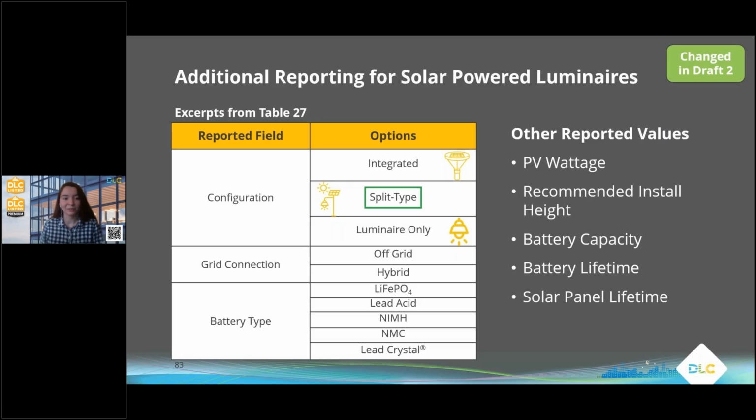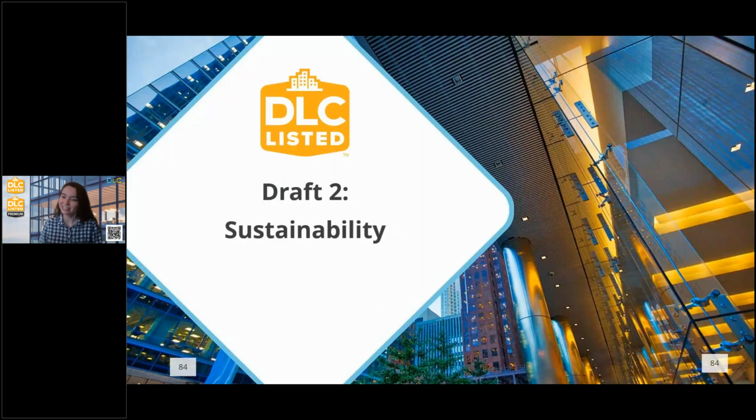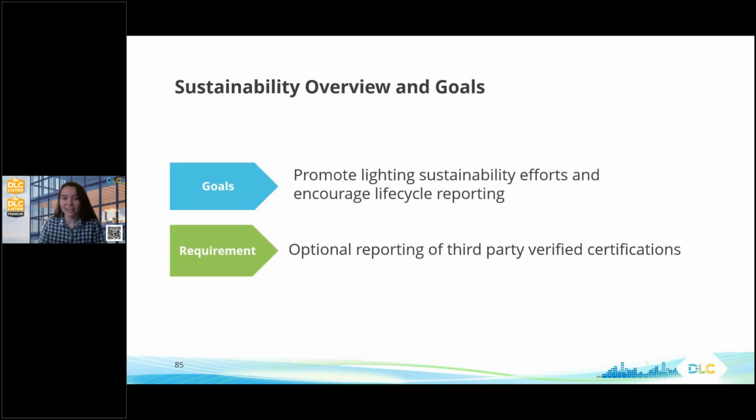Next, I will go over our proposal to support sustainability in lighting. To help support the DLC's mission of carbon reduction and other sustainability efforts in the lighting industry, version 6 introduces an optionally reported QPL field for certifications centered around sustainability. Because other sections of our technical requirements are focused primarily on impacts from the use phase of lighting products, in version 6, we use sustainability to refer to other stages of the product's life cycle. This could include embodied carbon, material health, recyclability, and more.